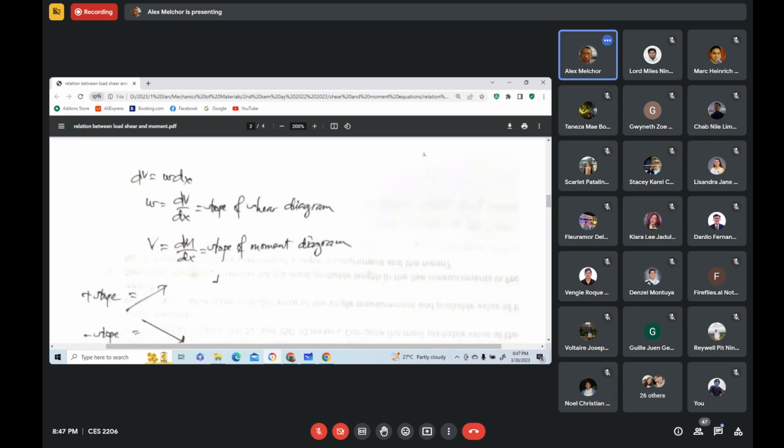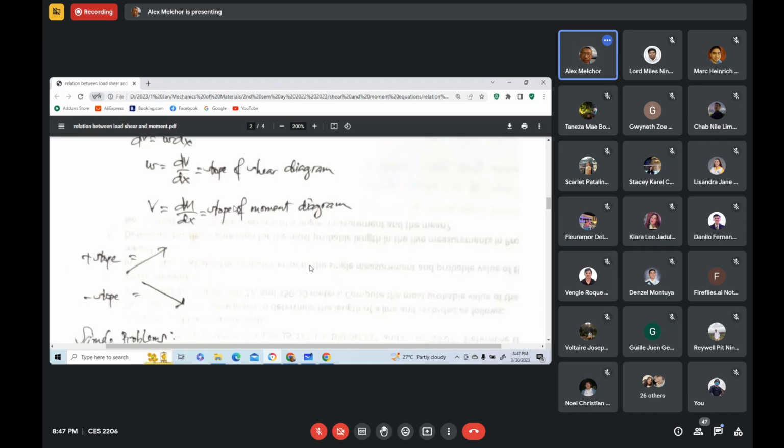So we have now this one. w equals dV/dx, which is the slope of the shear diagram. This is the intensity of the load is equal to the slope of the shear diagram. This is the intensity of the shear is equal to the slope of the moment diagram. And in our geometry, we know that a line that is directed upward to the right has positive slope, and a line that is directed downward to the right has negative slope.